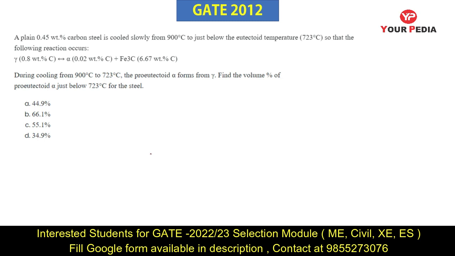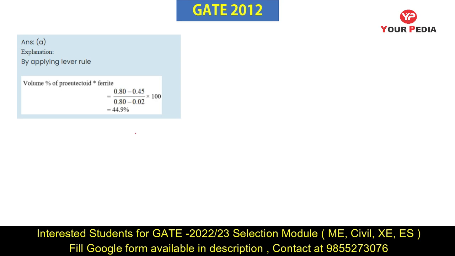Now the next question is from phase diagram. A plain 0.45% carbon steel is cooled slowly from 900 degrees Celsius to just below the eutectoid temperature. So this much carbon percentage is there, and when cooled below the eutectoid temperature of 723, this is the reaction. During the cooling from this temperature, pro-eutectoid alpha and gamma form. Find the volume of pro-eutectoid alpha just below 723 degrees Celsius. So you have to calculate how much pro-eutectoid alpha will form. Let me give you the solution.